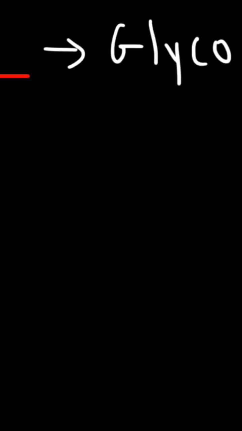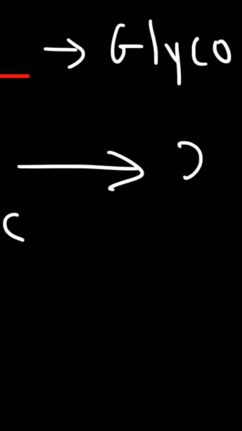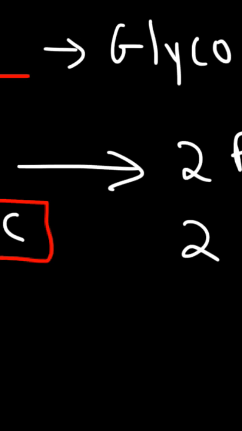Glucose is a 6-carbon molecule. And in glycolysis, glucose will be split apart into 2 molecules of pyruvate. And each molecule of pyruvate represents a 3-carbon molecule. And so basically, you're taking glucose and breaking it apart in half, so to speak. And that's the basic idea behind glycolysis.